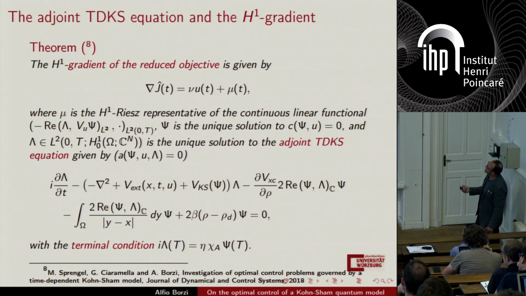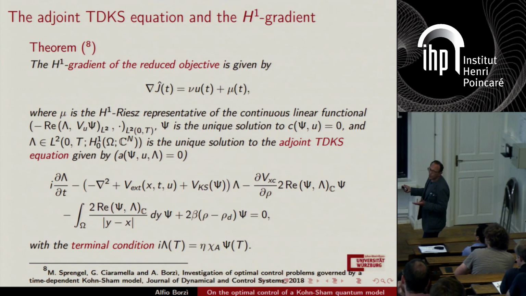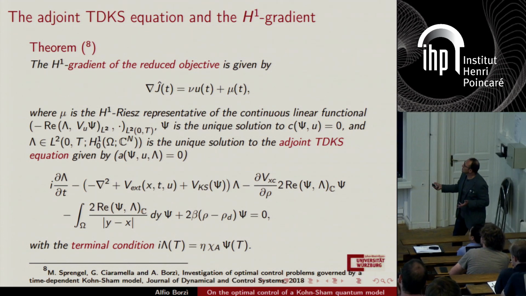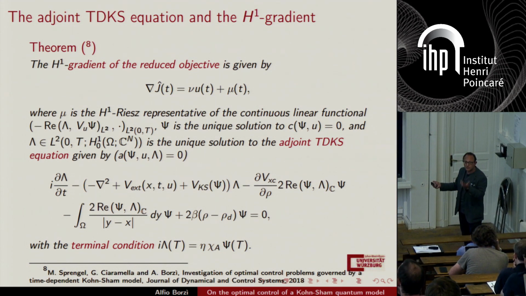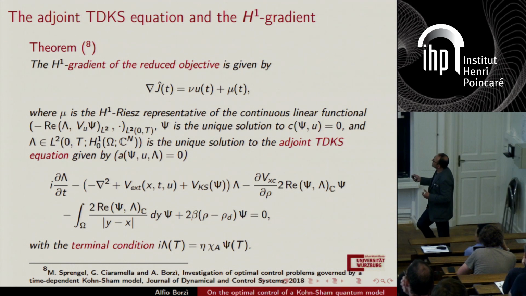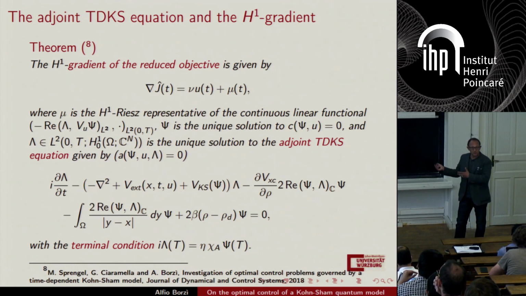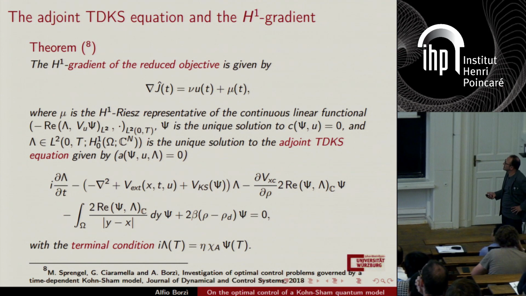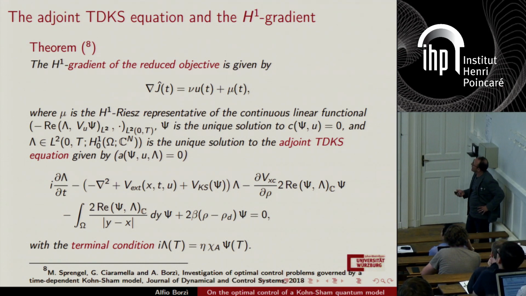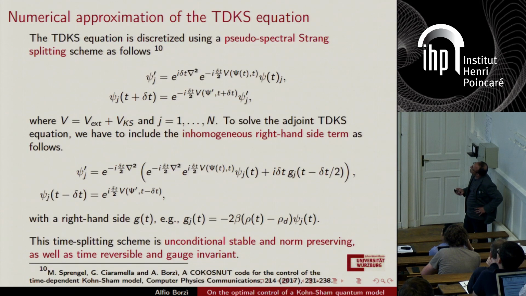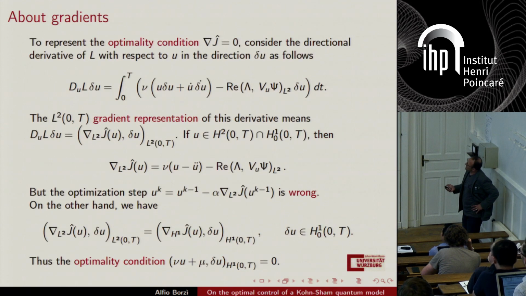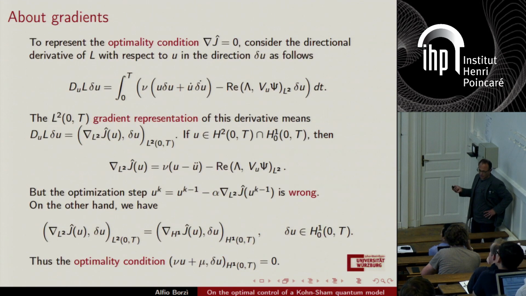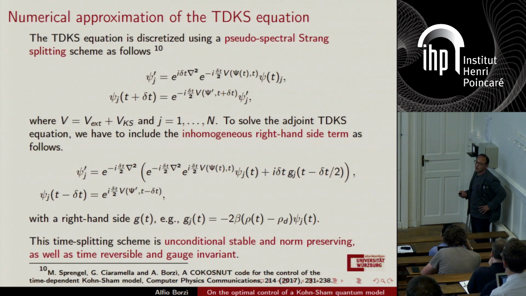And to compute the gradient, I need to solve the adjoint equation, which is another equation, completely different. This is again a system, and here we also proved existence of solutions, uniqueness, and so on. Anyway, to go faster, I skipped that; it is clear that the gradient must be in H1. So now we go to numerics.